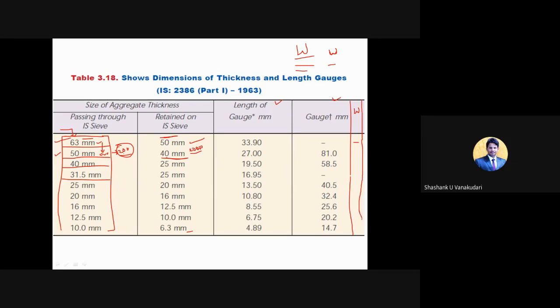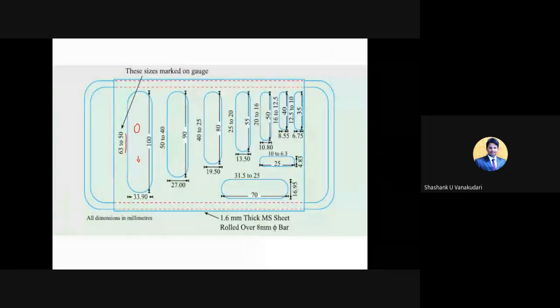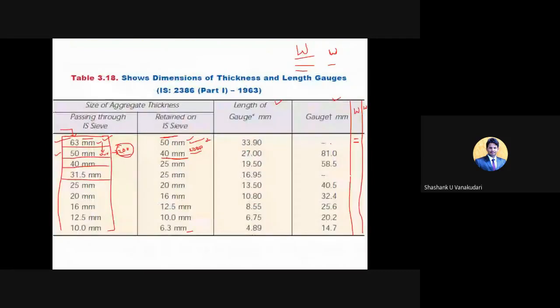Okay, here I'm going to make one more column, that is small w. This is capital W and this is small w. So here in this capital W, you write the aggregates which are passing from 63, which are retained in 50, that is of 200 particles. That 200 particles weight you note down here. Clear? And now these 200 particles we are passing through the respective holes, given the names 63 mm passing and 50 mm retained. So some aggregates will get passed, some aggregates will get retained. That passing material's weight you are going to write in front of this.